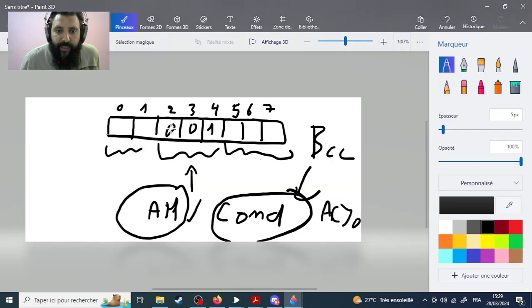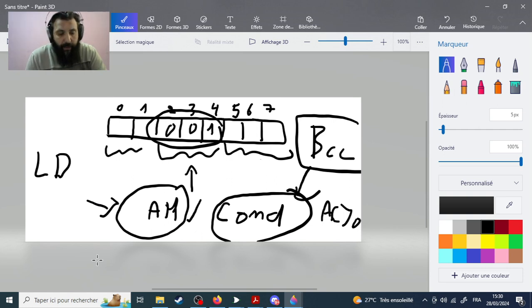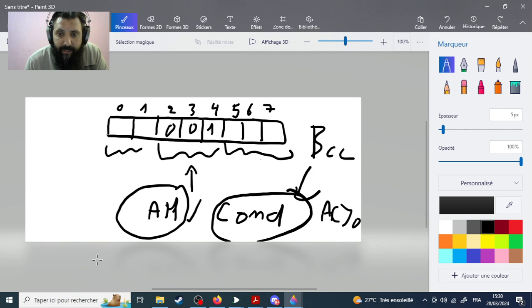You can choose whatever condition here. But you have to remember, this mode is only used in the BCC instruction. If it is a different kind of instruction, for instance the LD instruction, these three bits are interpreted as the addressing mode. Do you have questions?